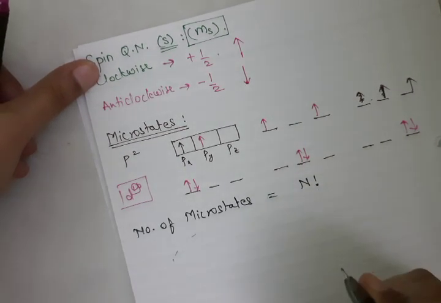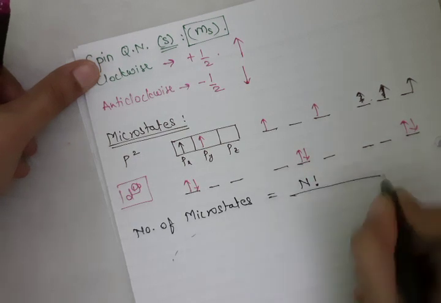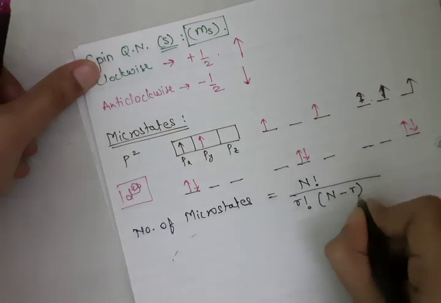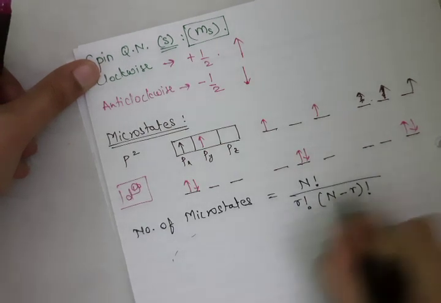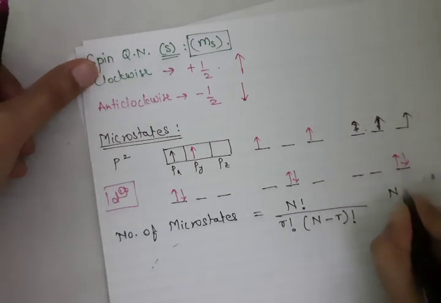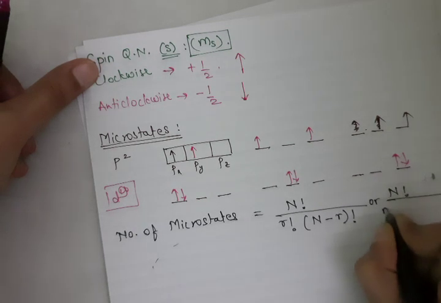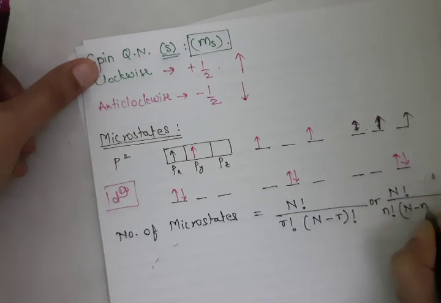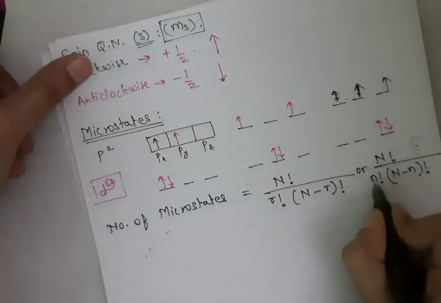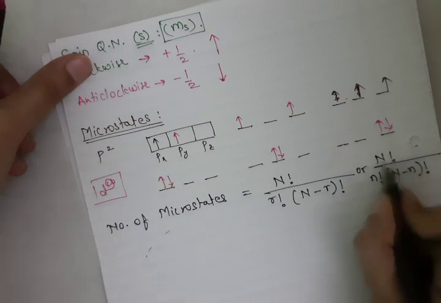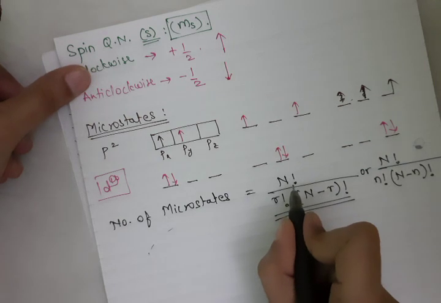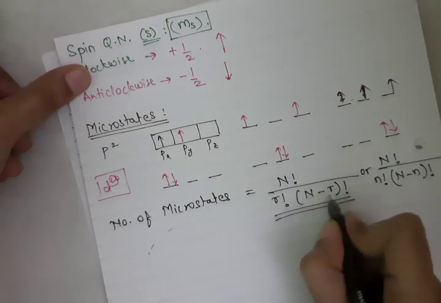Don't worry about that. N factorial upon r factorial into n minus r factorial. You can write like this also, or you can write n factorial upon small n factorial, n minus n factorial. But this is slightly confusing. Both are n, and you will get confused which n we have to use. So I'll prefer this formula, n factorial upon r factorial, n minus r factorial.